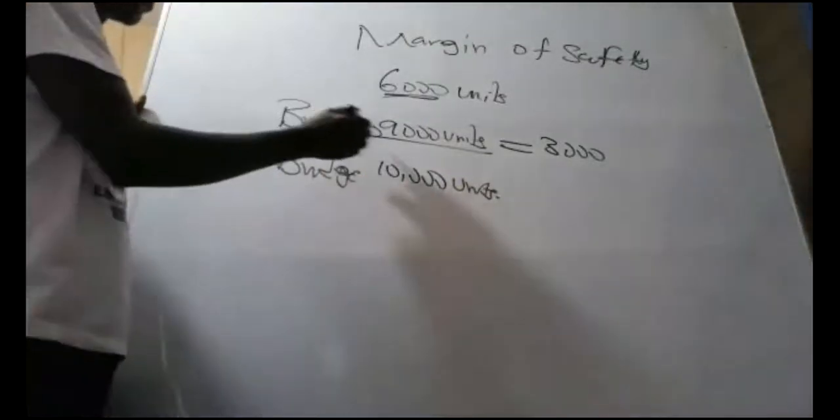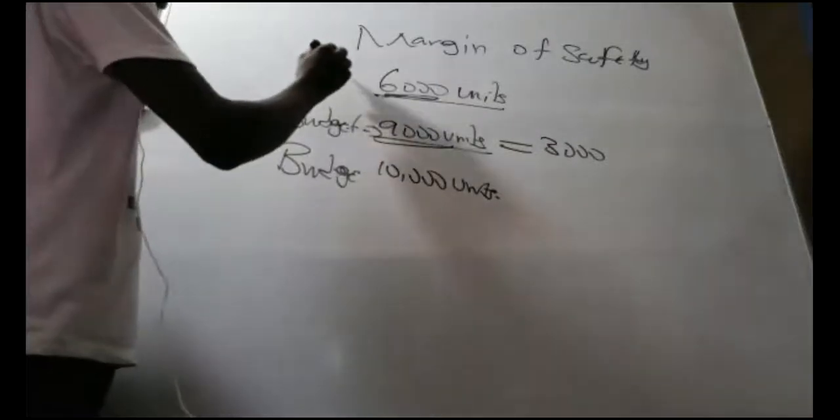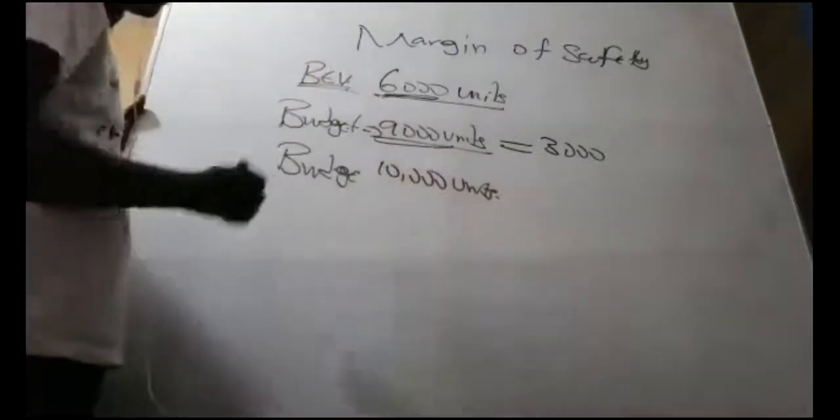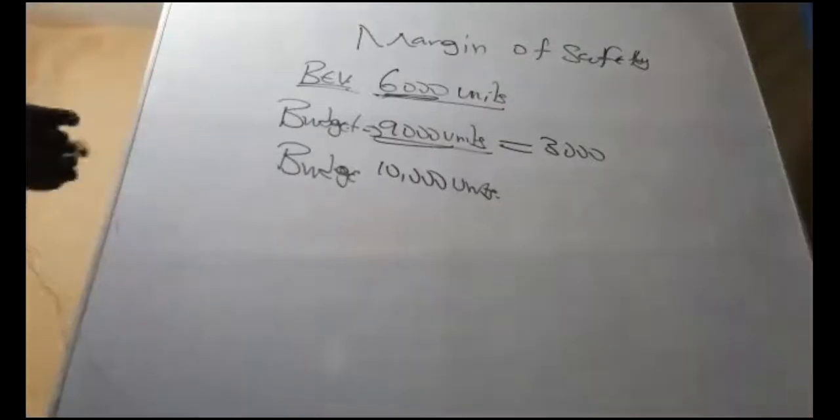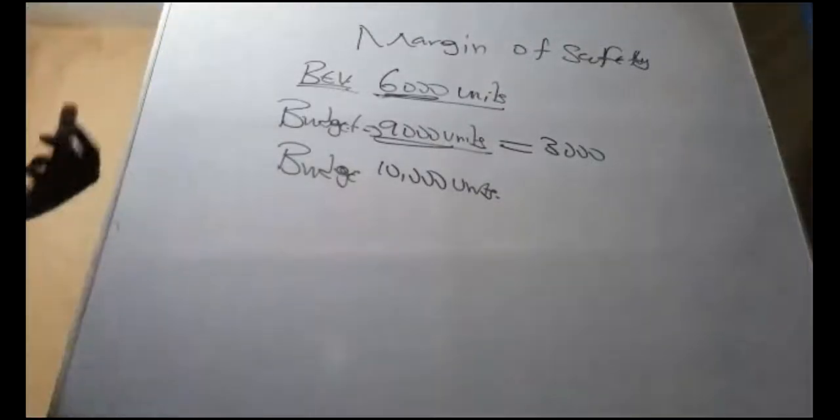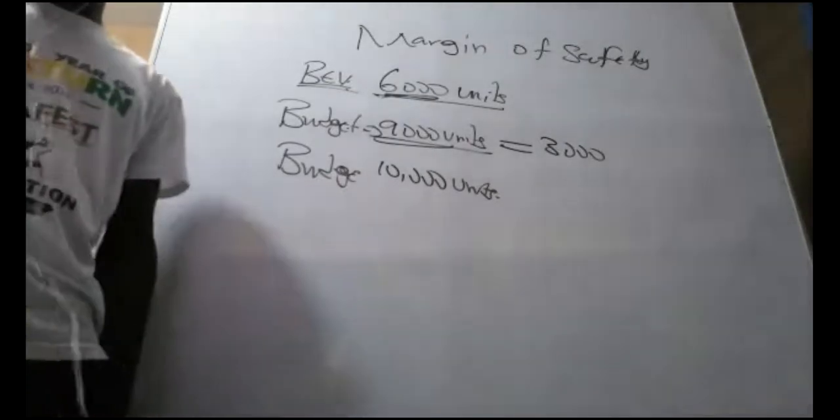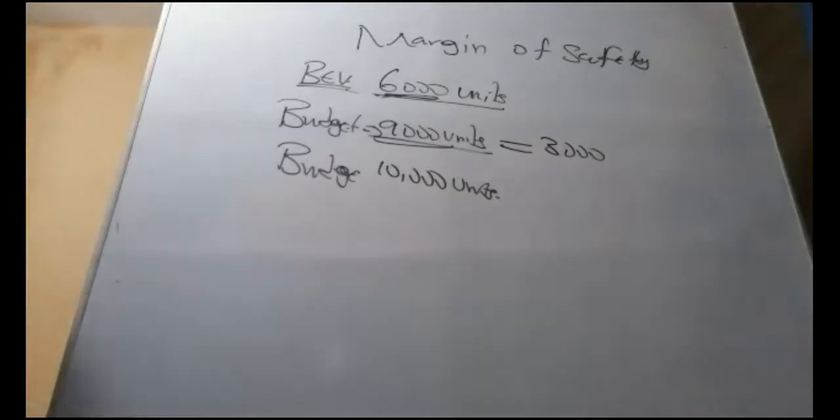Basically, you have it already. It's the difference between the budgeted unit and the break-even unit. So the difference between the budgeted unit and the break-even is called margin of what? Safety. That's all. So basically, I'm done. Margin of safety is the difference between what? The budgeted unit and the break-even unit. Let me quickly go to that one.